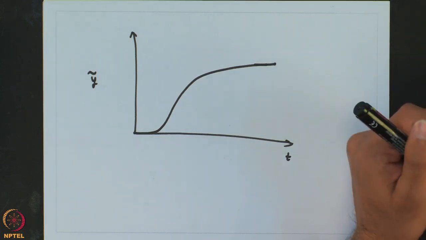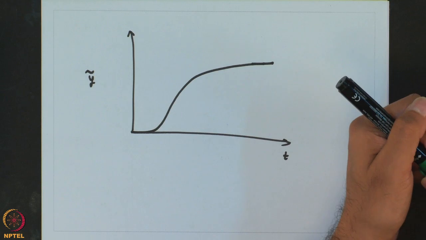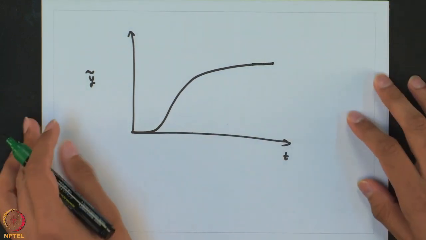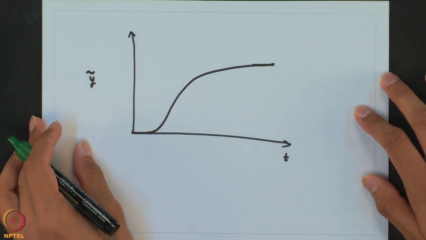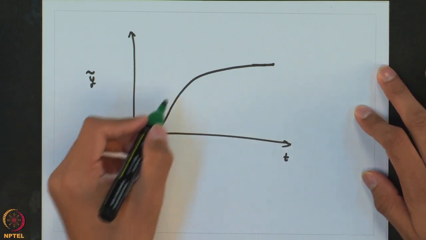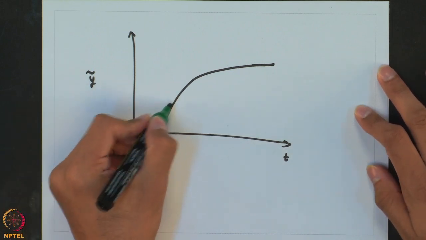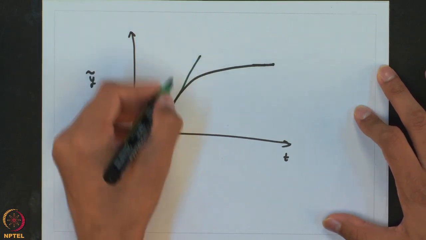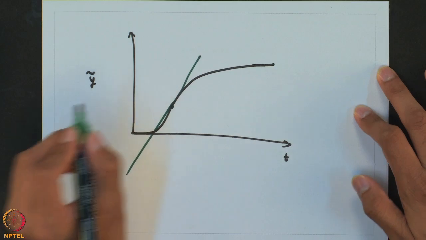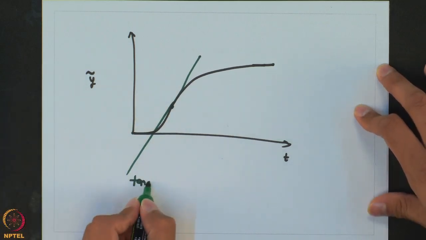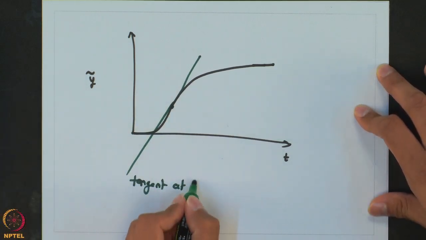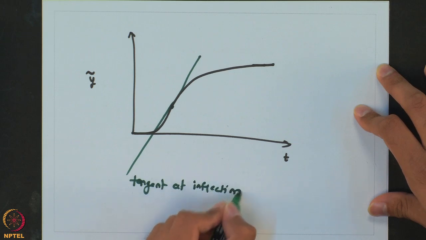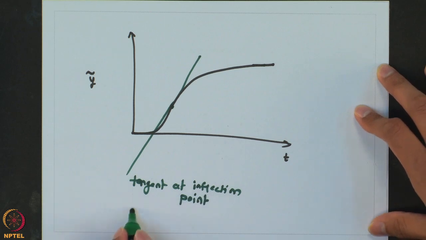So in order to get tau, what we do is we take the slope of this sigmoidal response at the inflection point. So we draw a tangent at the inflection point, which is somewhere here. Let us say that tangent looks like this. So this is the tangent at the inflection point, and let us say its slope is equal to S.